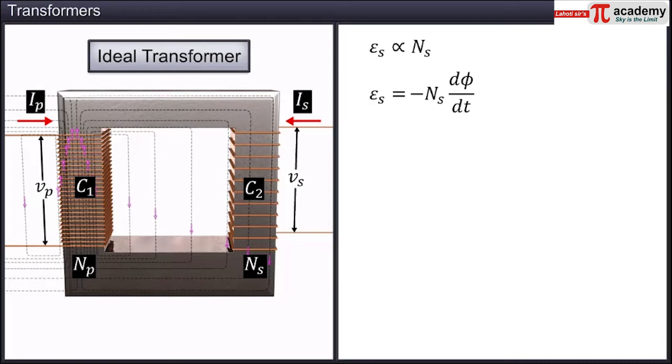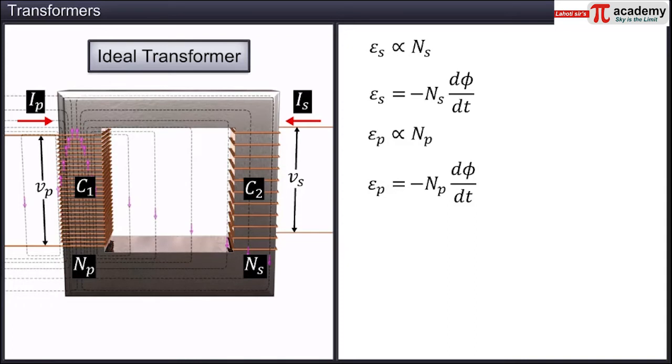The alternating flux phi also induces an EMF referred to as the back EMF in the primary coil due to self-induction. This EMF EP is proportional to the number of turns NP in the primary coil. This back EMF EP is equal to minus NP into d phi by dt, where d phi by dt is the rate of change of the magnetic flux linked with the primary coil. The minus sign is in accordance with Lenz's law.